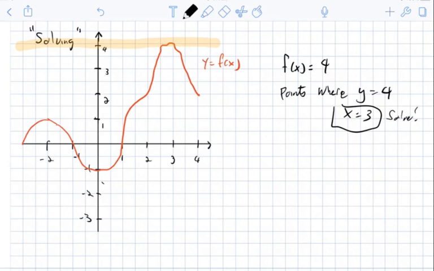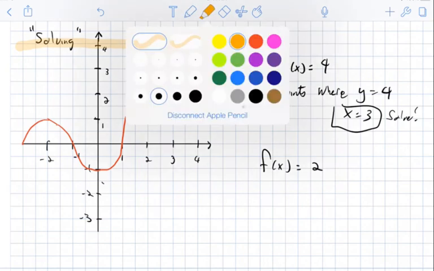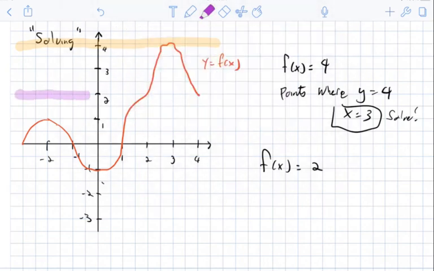And you can do it for other ones too. Let's try another one. F of x is equal to 2. You just draw a line across x equals 2. There you go. And you go, oh, it's y is equal to 2 when x is equal to 2. You just look at where they intersect and draw a vertical line down to see where it intersects with the axis.